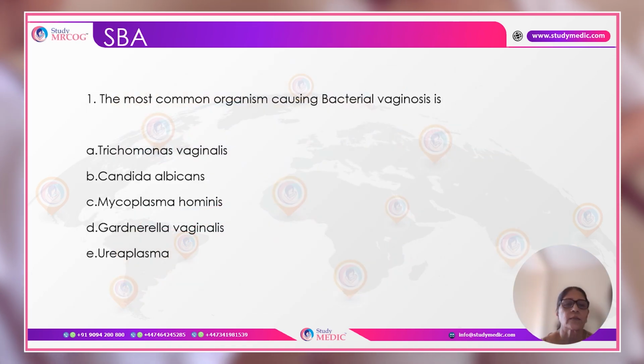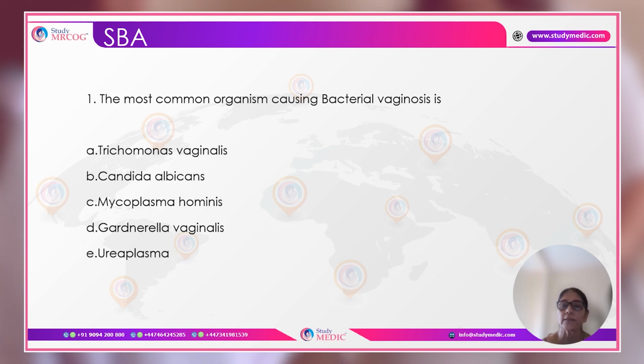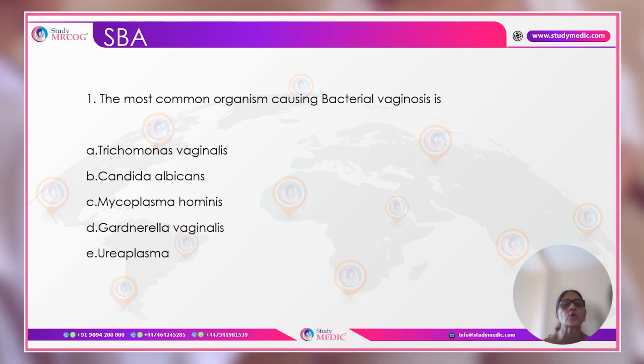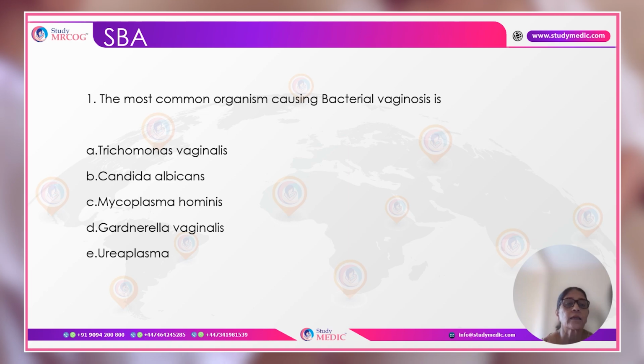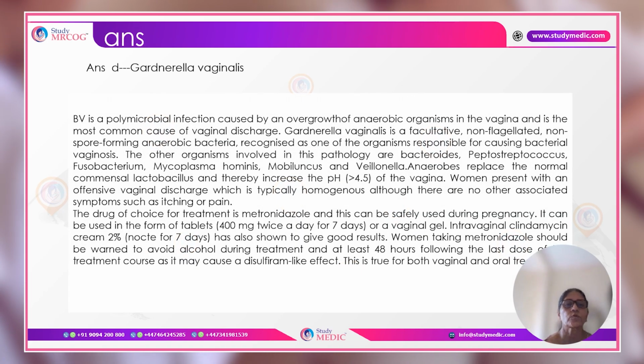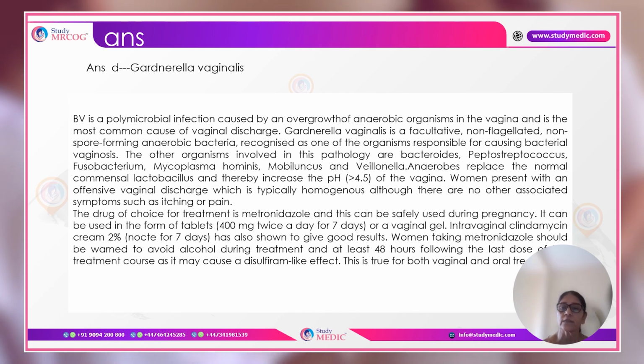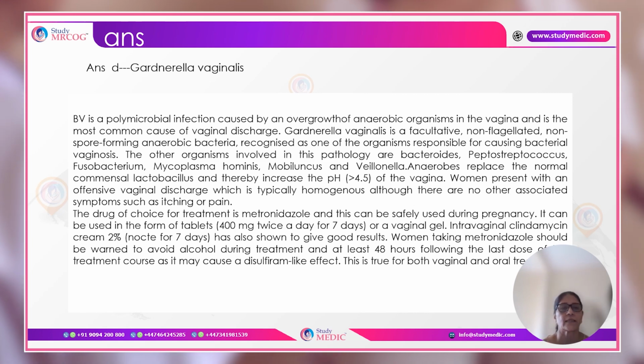Because it is microbiology and immunology, you are expected to know everything about all the organisms. Frequently asked question is, which is the most common organism implicated in bacterial vaginosis? The choices are Trichomonas vaginalis, Candida albicans, Mycoplasma hominis, Gardnerella vaginalis, or Ureaplasma. Now, though we actually know that bacterial vaginosis is not exactly an infectious disease, the organism that is implicated is Gardnerella vaginalis.